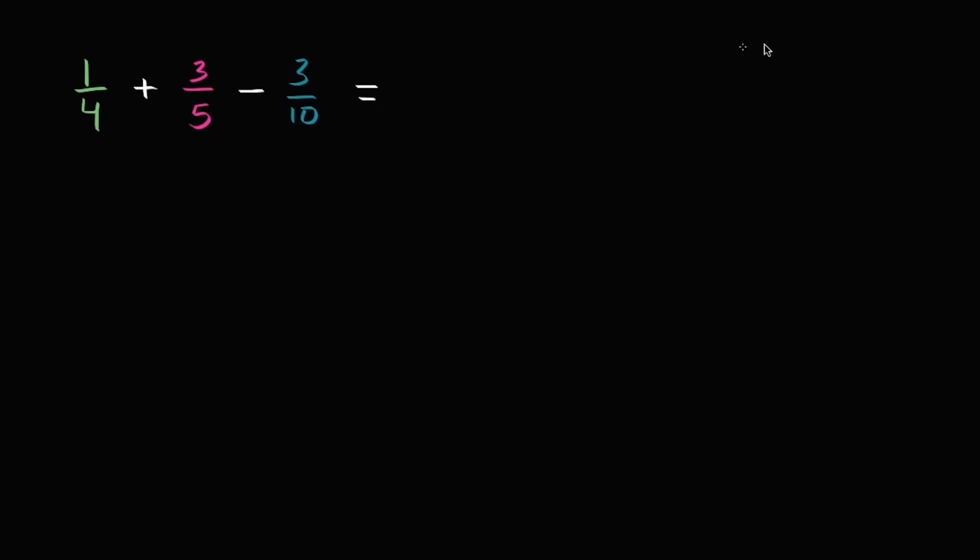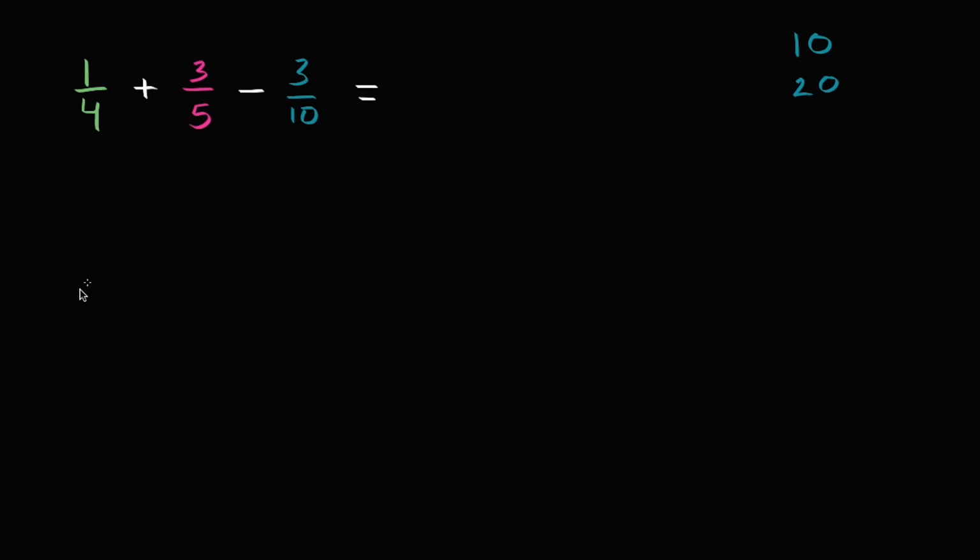And one way to find the least common multiple is take the largest of these numbers and look at their multiples and keep increasing the multiples until you find one that's divisible by the other two. So for example, I could start at 10. 10 is divisible by 5, but it's not divisible by 4. So then we can go to 20. 20 is divisible by both 5 and 4. So the least common multiple of 4, 5, and 10 is 20. So let's rewrite all of these fractions as something over 20.